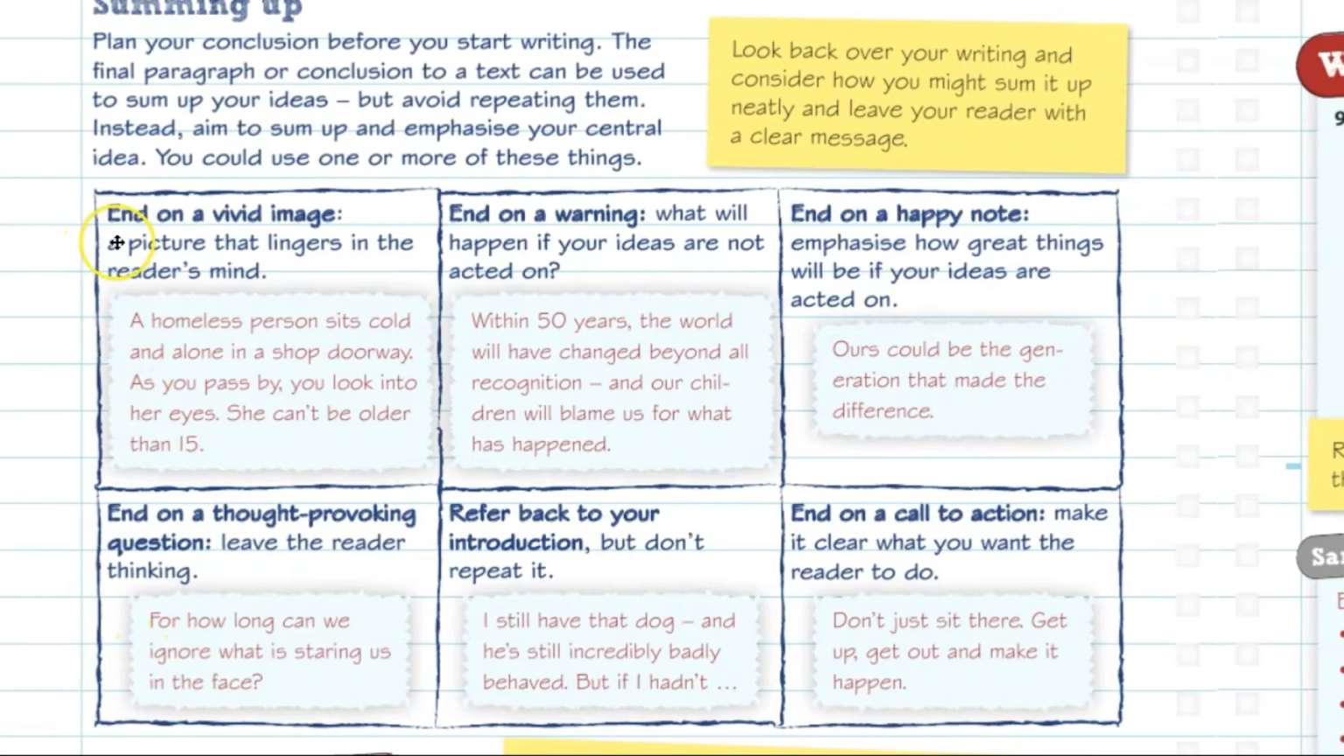And this time they give me 6 different ways of doing a conclusion. Okay, they're all pretty good, but I like the idea of ending on a vivid image, and I think I might want to combine that with ending on a happy note, because I wasn't so kind to my old people at the beginning, and we all love our grandparents, don't we? So it's time to introduce some kindness.